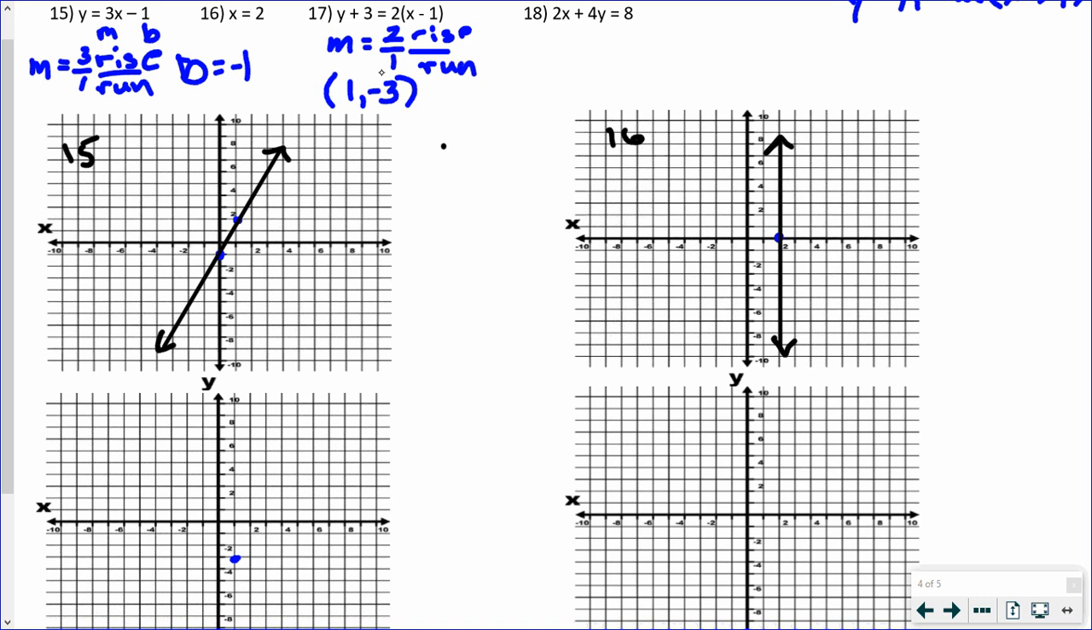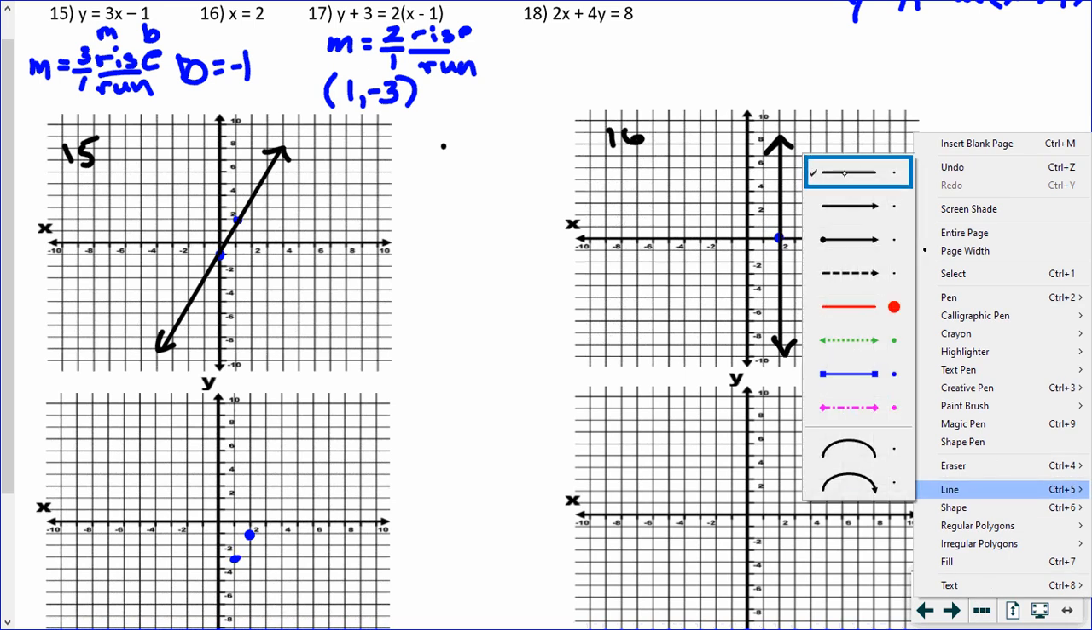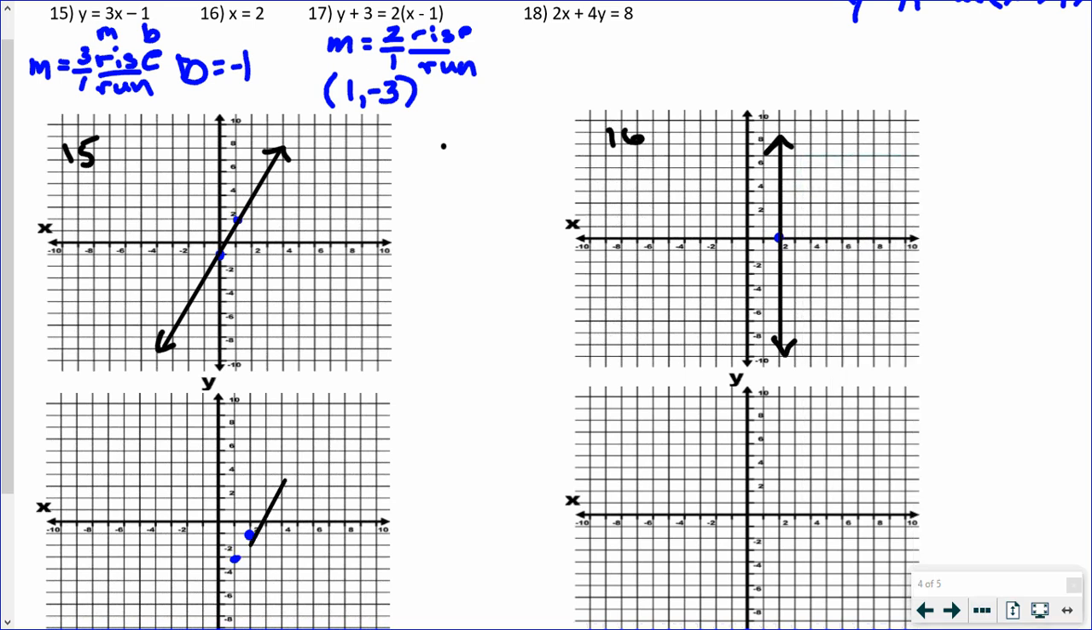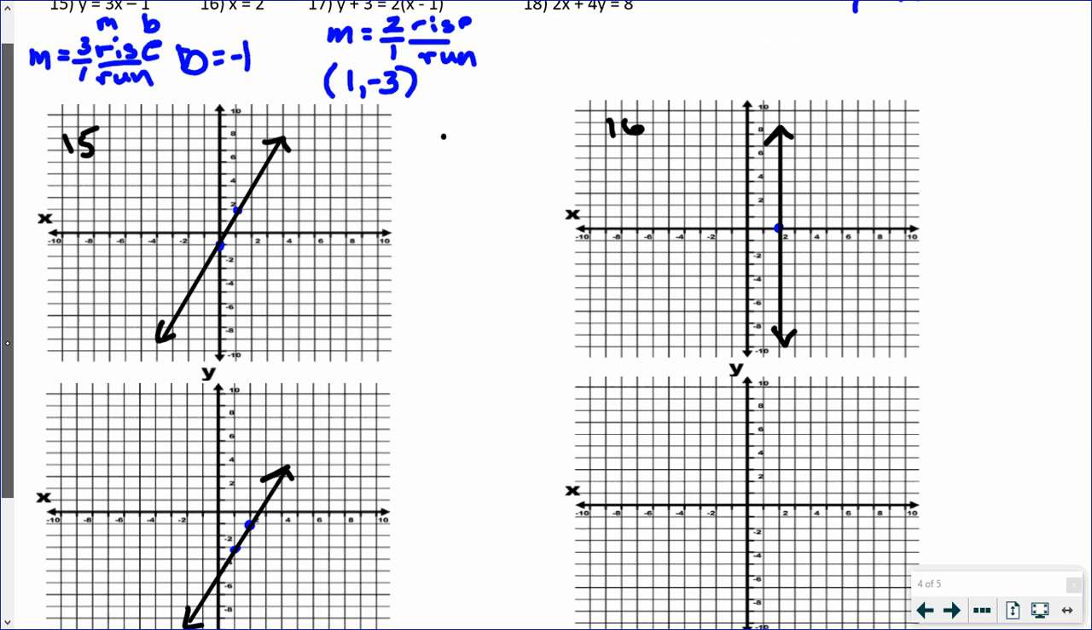And again, this is a positive slope, so it leans to the right. So I'm going to go up 2 and to the right 1. Let me draw my line. Again, I get arrows on the end because the line continues in both directions indefinitely.